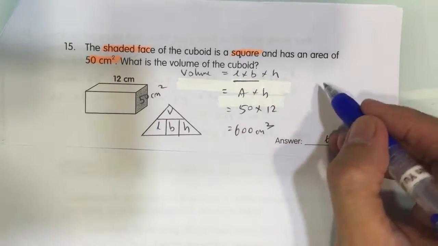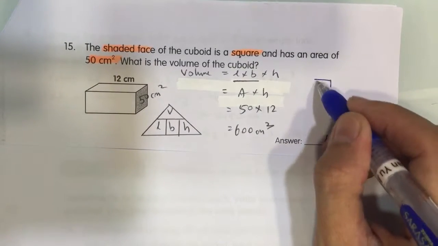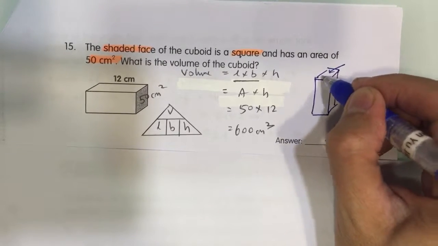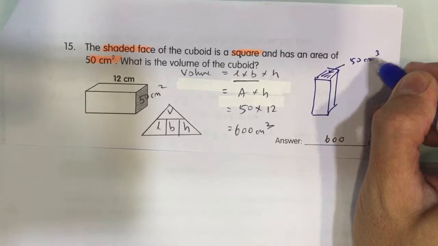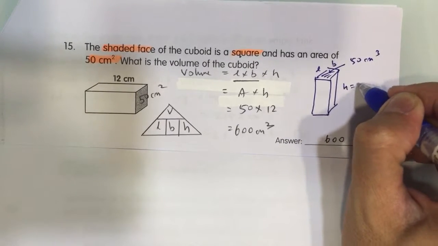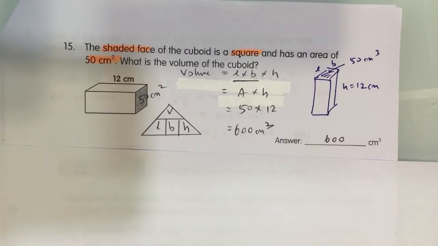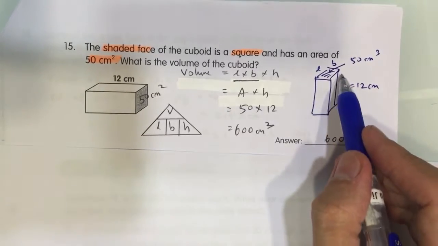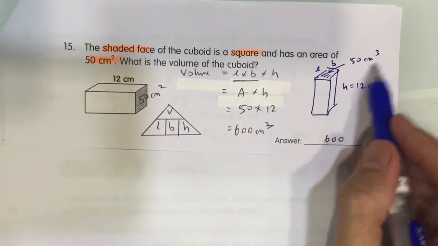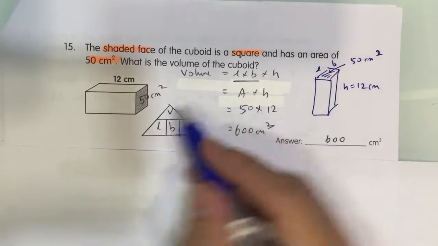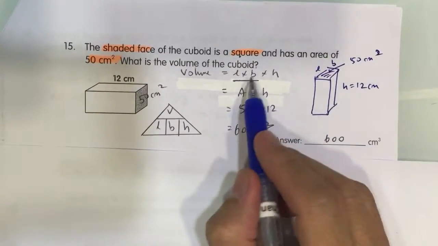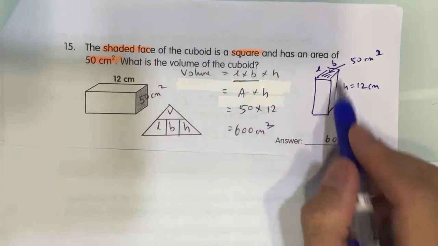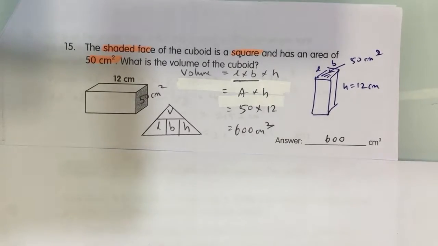This figure, if I were to redraw in this manner, this one will be my 50 cm square. Length times breadth times height. My height becomes 12 cm. As you can see, volume will be given by length times breadth times height. Length times breadth is already 50 cm square. So volume is given by area times height. Area is 50, height is 12, so 600 cm cube.